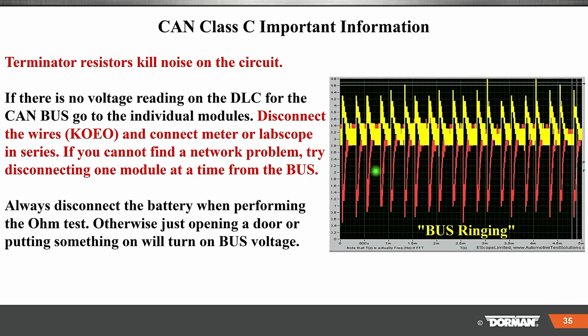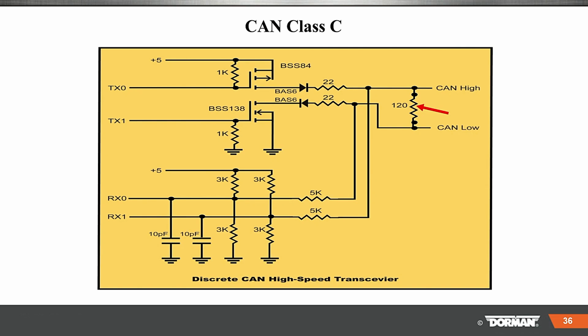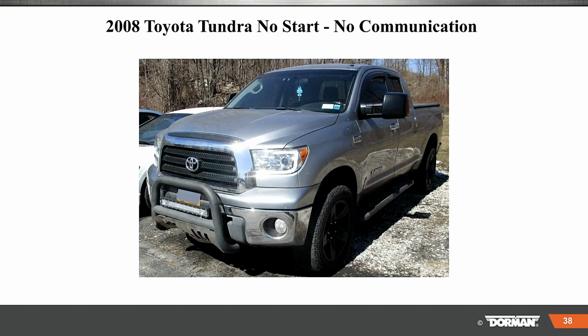And this is all bus ring-in. Bus ring-in means you have a terminator resistor that is not good. So you may want to write that down. When you get bus ring-in, you have a terminator resistor that has a problem. Now, when you look at Class C, you do have other resistance. You can see 3K, 3,000 ohms, 1,000 ohms. There's also 120 for CAN high, CAN low. So always look at information.